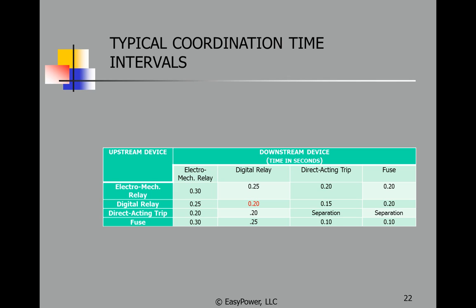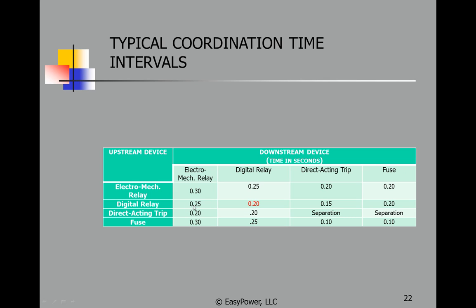So here's my table. I'm coordinating between these two devices. Here's my upstream device and my downstream device. So if I have an electromechanical relay upstream with an electromechanical relay downstream, we're saying 0.3 seconds. If my downstream device is a digital relay, we're going to reduce that to 0.25. Direct acting trips would be like a 480 volt breaker. And there, like I said, that breaker curve includes all of the tolerances for the breaker, for the downstream device. So we can crowd that a little bit more.